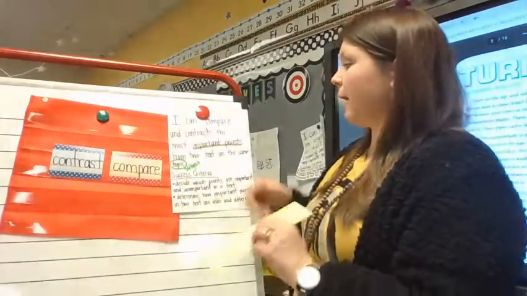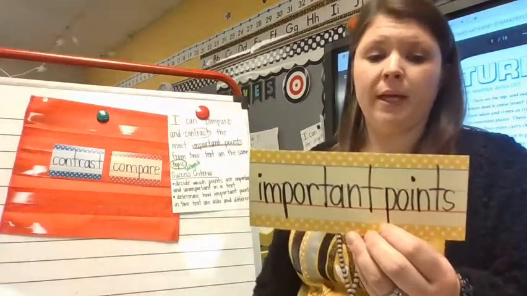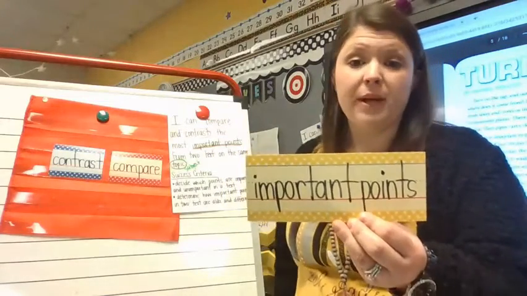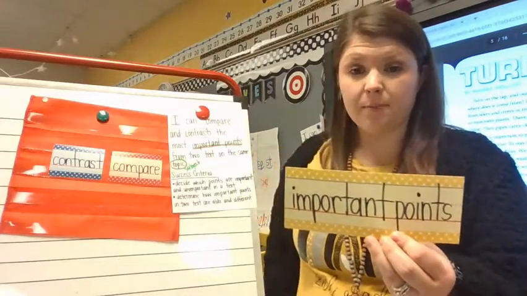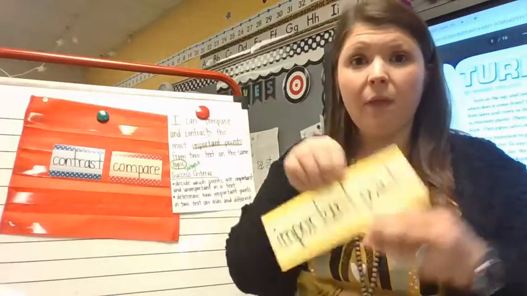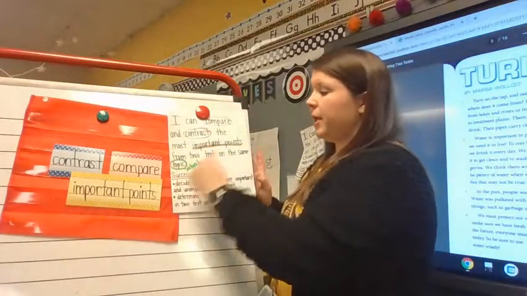And we're going to do that by looking at the most important points. An important point is the most important detail, fact, example, or other piece of information in a text, okay? So it's what is really telling us about the topic, okay? Remember, the topic is the subject.